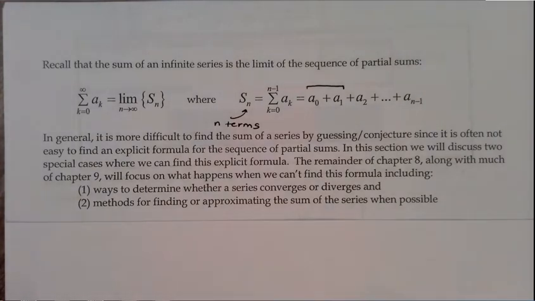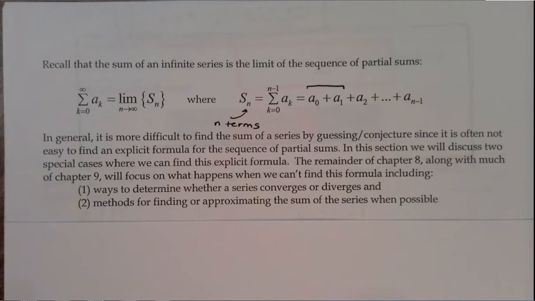All right, in general, it's typically somewhat difficult to find the sum of a series just by guessing, since it's often not so easy to find an explicit formula for the sequence of partial sums. We've been lucky in the examples we've looked at so far. In this part of the section, we're going to look at two specific special cases where we can find an explicit formula, and that's going to allow us to actually find these sums S sub n.